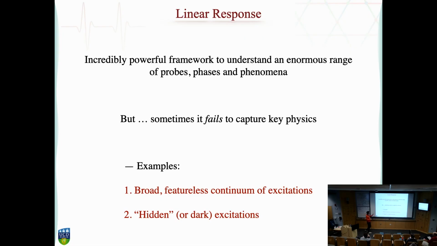And there are two examples where it might fail to capture key physics, which I'll touch on in this talk. One is the case in which the linear response is rather broad and featureless. For a magnet, this might be the famous cases where you have a broad featureless continuum. Another example might be excitations that are not visible or barely visible in linear response, that have little to zero weight.